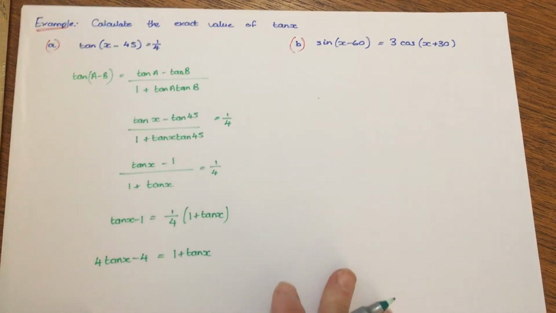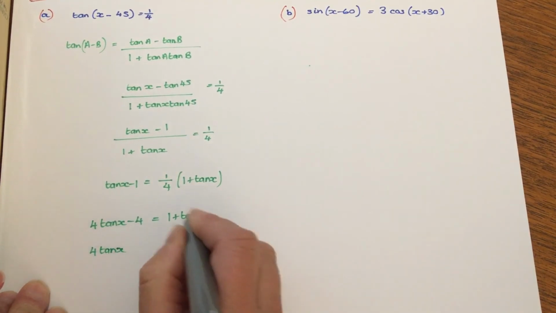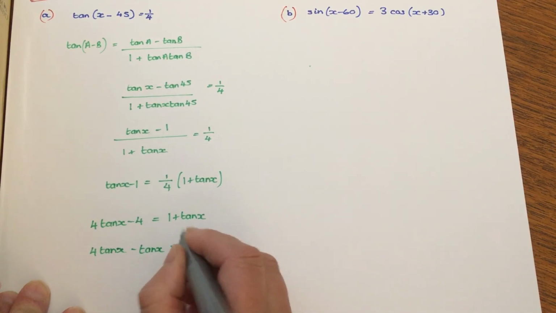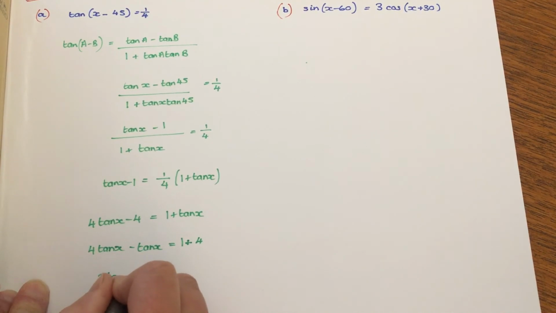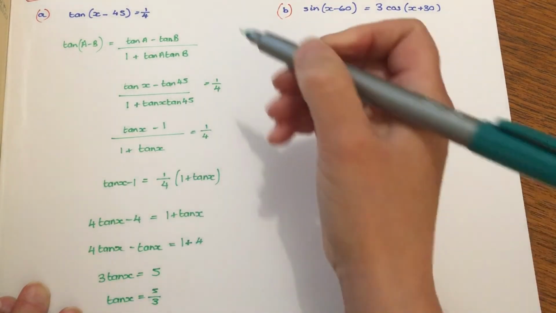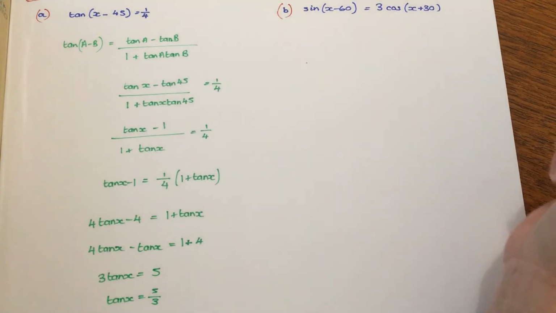Bring all the tan x's to one side. So I've got 4 on this side if I take that one over. Bring all the numbers to the other, so I've got 1 here if I take that 4 over. So I've got 4 tan x minus tan x, which is 3 tan x, equals 5, and then divide by 3. So tan x equals 5/3. The only thing that's the subtraction formula is substituting in the numbers there, and apart from that, it's just rearranging and solving an equation.